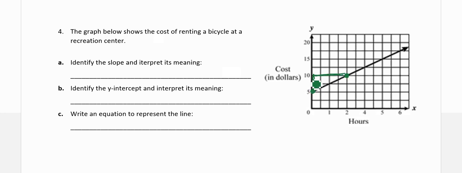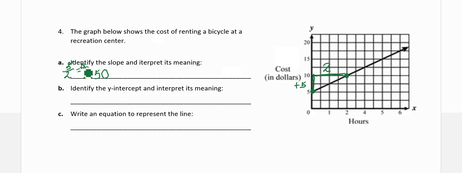I'm going to make sure I pay attention to my units. So it's going from 5 to 10, so it's increasing by 5. And my run is going from 0 to 2. So my slope is 5 over 2. But we want to interpret that meaning. I can also write this, since it's a real world situation, as 2.5, which is actually what makes more sense for this situation. Since it's money, I really should write it as 2.50.